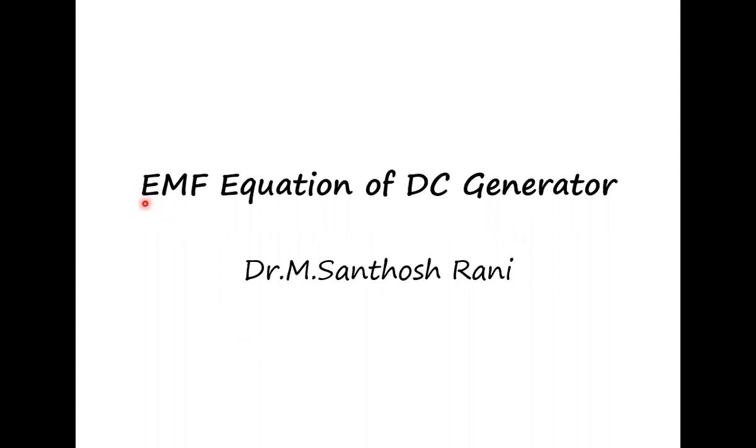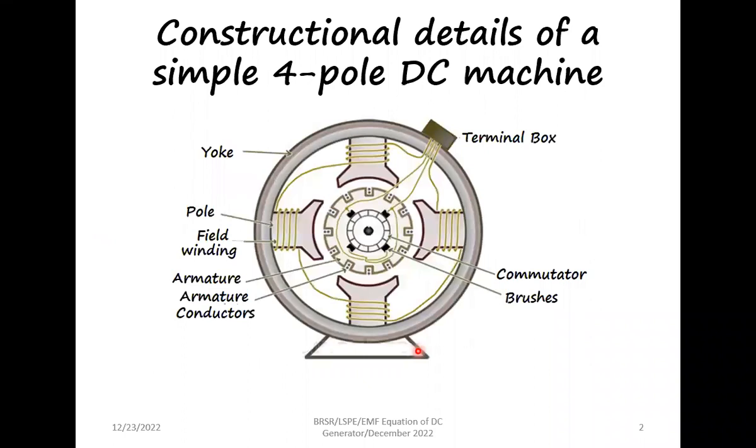In this lecture, we'll see about the EMF equation of a DC generator. Before going into the EMF equation, let us see the constructional details of the simple 4-pole DC machine. This is the structure of a DC machine. It has 4 poles here, and the armature conductors are shown as small dots over here.